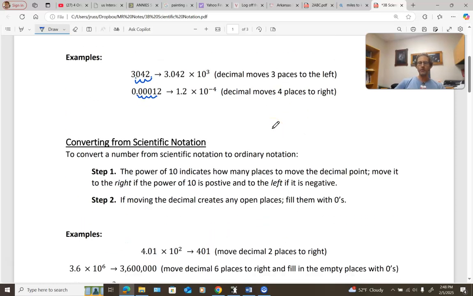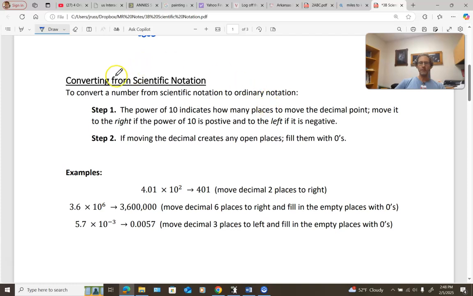Alright, so that's how to go from ordinary notation to scientific notation. So what about in reverse? If we're going from scientific notation to ordinary notation, well, you just go in the opposite direction, basically, guys. It says the power of 10 indicates how many places to move the decimal point. Move it to the right if the power of 10 is positive, because if the power of 10 is positive, that means you want to make the number bigger. And you make it bigger by moving it to the right. So this 3.6 right here, if I move it to the right 6 places, I'd have to fill in all those places with zeros, and now I would have 3,600,000.